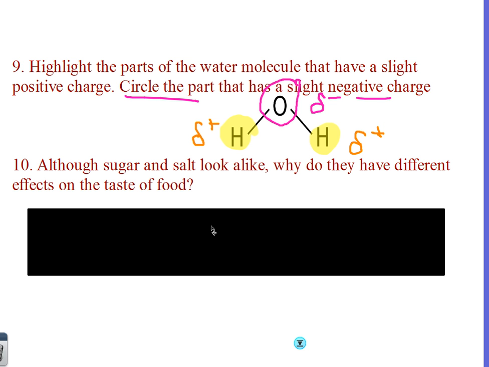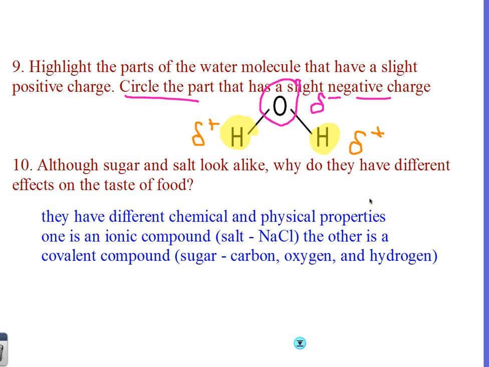Now, this is just a question to think about. Sugar and salt, sort of clear-ish crystals, look a lot alike, and so the question is why they have a different effect on their food and your taste. So think about what you know about solutions and bonding. Pause the video here and see if you can come up with an answer.